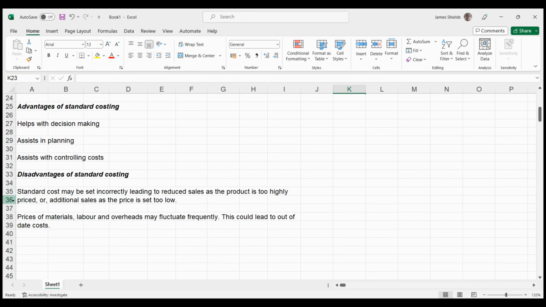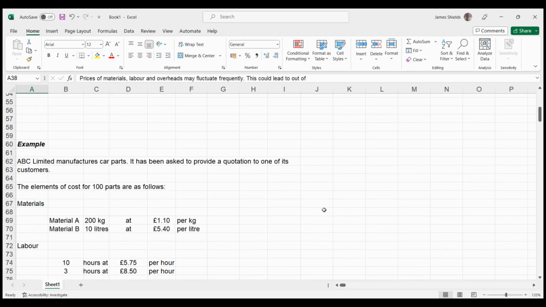Now, there are advantages and disadvantages of standard costing. So advantages: it helps with decision making, it assists in planning, and it assists with controlling costs. They're the advantages. Now, the disadvantages you need to be aware of are as follows. The standard cost may be set incorrectly, leading to reduced sales as the product is too highly priced, or the opposite, additional sales as the price is set too low. Now, the price of materials, labour and overheads may fluctuate frequently. This could lead to out-of-date costs. So that's your advantages and disadvantages of standard costing.